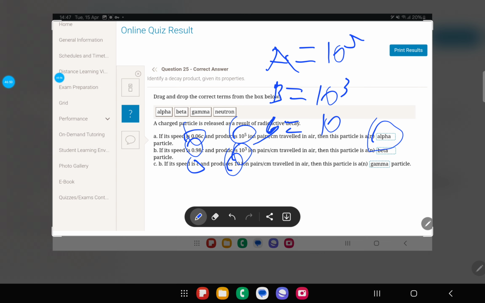That is why alpha is the best in ionization, while beta is medium and gamma is very bad. So I'm going to write it like this. Alpha is the greatest one, the greatest power, going down to beta, which is the medium, and gamma is the lowest one, with only 10. That's it. So memorize it.